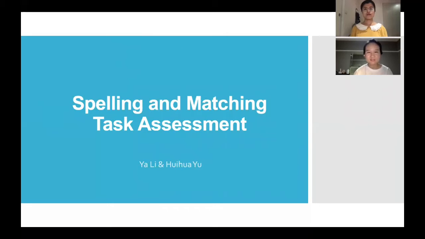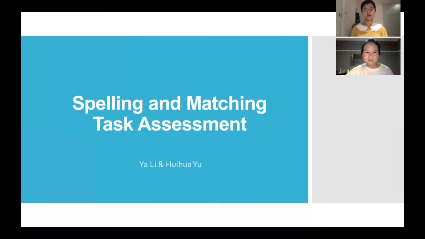Introduction. Today we are going to talk about the assessment task designed by ourselves. Our group members are Huihua and I, Yali. Our presentation includes 6 parts. The first one is the background, and the next 5 parts are about the 5 principles of task assessment.